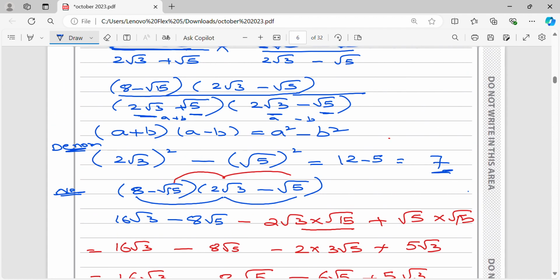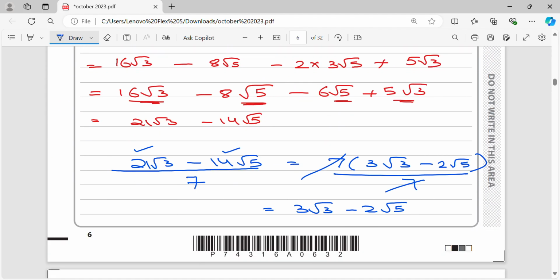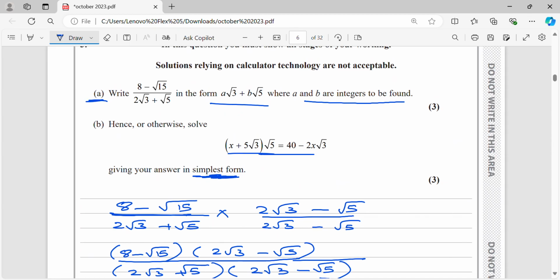Now let's look at the B part. Hence or otherwise solve. Okay, I have to solve this. Give your answer in simplest form. This was the answer for the simplest form, for the A part. If you look at the A part that we just did, a root 3 plus b root 5, is my answer written in this way? Yes. So I got mixed up with A and B, but the A part is also in simplified form after simplifying.